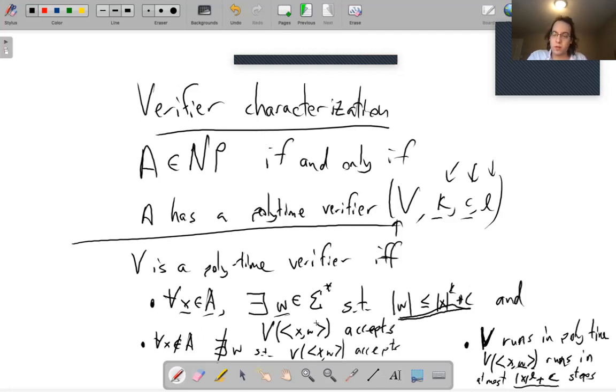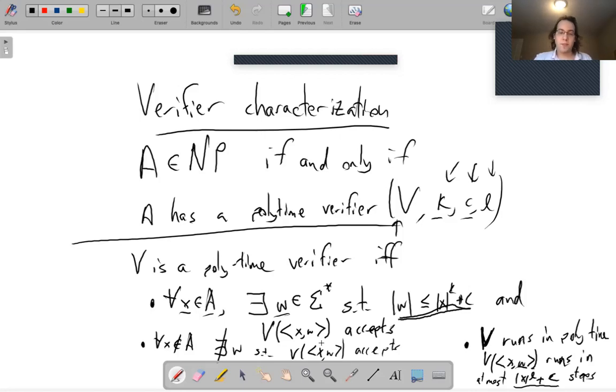And then V will perform other checks to see whether W is a valid proof that x is in A. This check can be anything you want. It's any polynomial time computation that checks whether W is a proof that x is in A. What does it mean for W to be a proof? It means anything you want. You can define what it means for W to be a proof that x is in A, and you just need that there is some polynomial time computation that checks that proof, for your definition of proof.